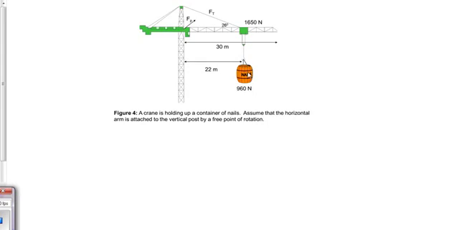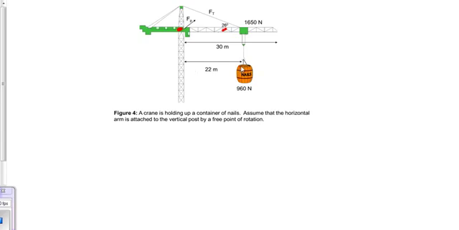We have a crane holding up a 960 Newton nails and 1650 Newton beam. Let's make this point here our point of rotation, and let's look at the distances. So we have a 1650 Newton beam. All of the weight of that will look like it comes from the center.